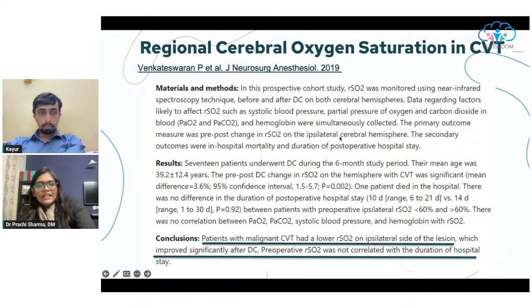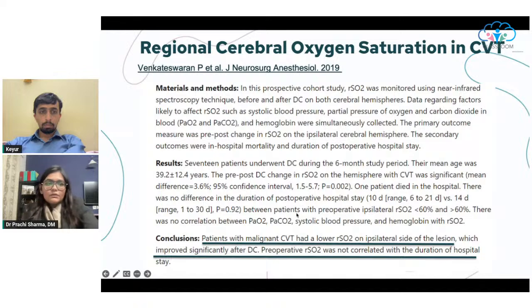Regional cerebral oxygen saturation can also be utilized in CVT because oxygenation impairment is one of the pathophysiological mechanisms for the deterioration here. So in this study, which was done by Venkateshwaran et al., they looked at NIRS-derived regional cerebral oxygenation saturation values in patients with malignant CVT, and they found that the patients actually had a lower value on the side of the lesion, and after the patient underwent decompressive craniectomy, this value improved significantly. So they proposed that what is happening is probably with the reduction in the intracranial pressure, the perfusion is improving, and because of that, the rSO2 values have gone up.